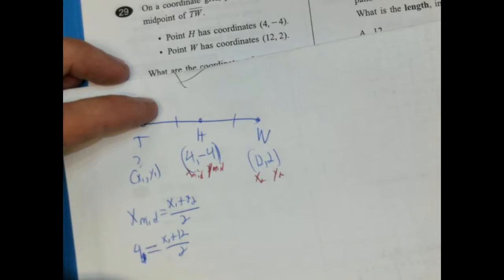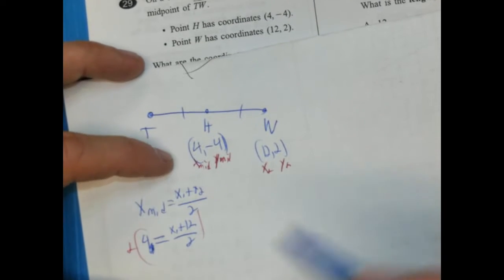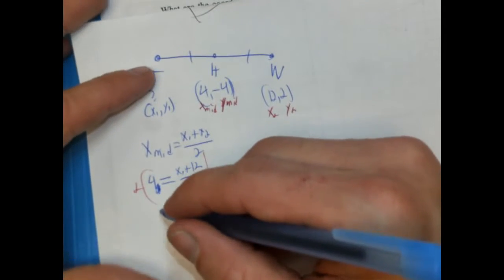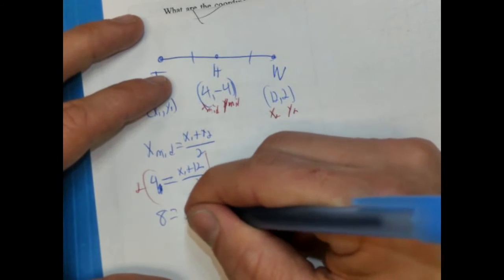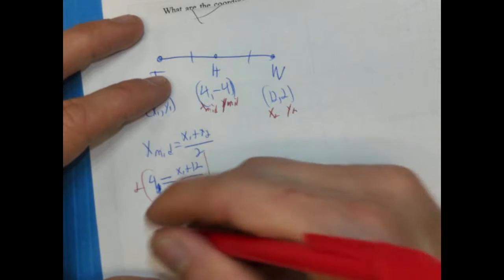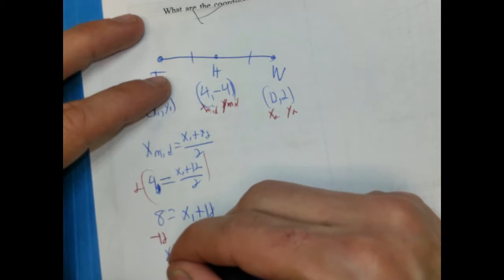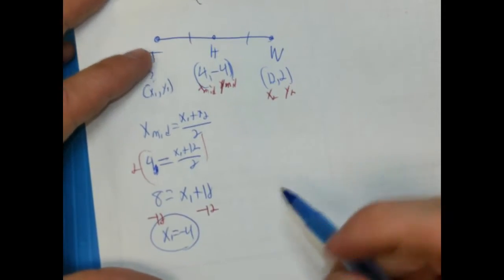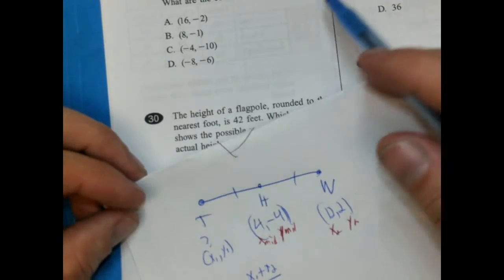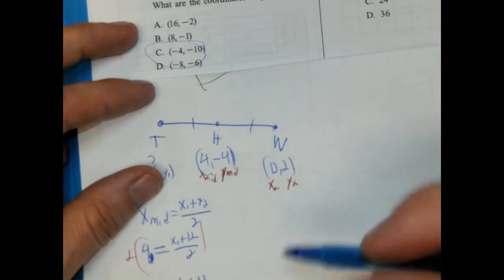We're going to solve for this x sub 1. We multiply both sides by 2 to isolate x sub 1. This becomes 8 equals x sub 1 plus 12. Then we subtract 12 from both sides, and x sub 1 is going to be -4. That's the x value of our T. Let's see if -4 is any of them. Yep, it's going to be C, but let's find the y just to be safe.